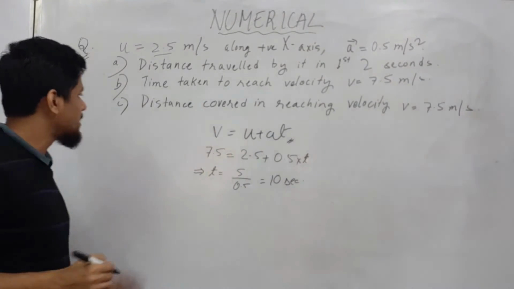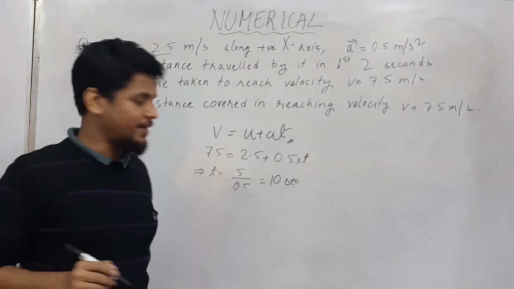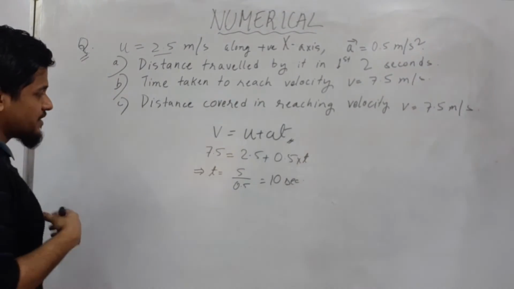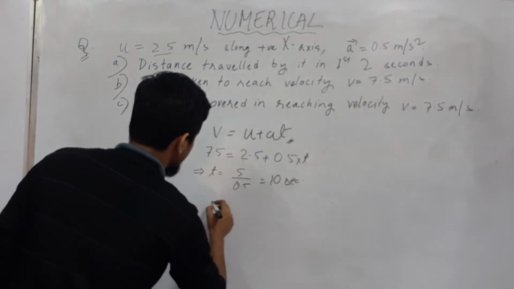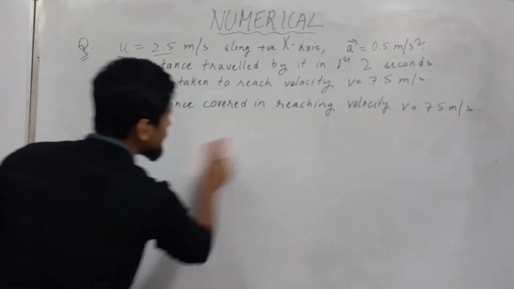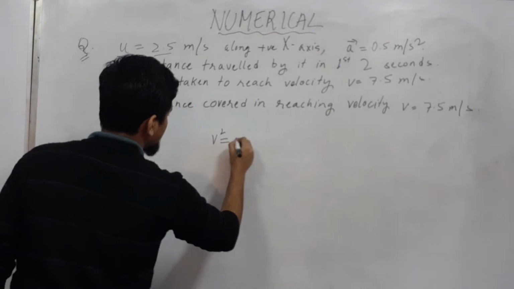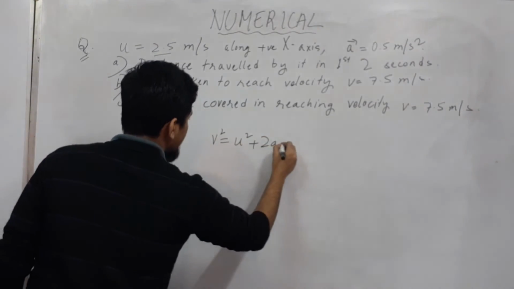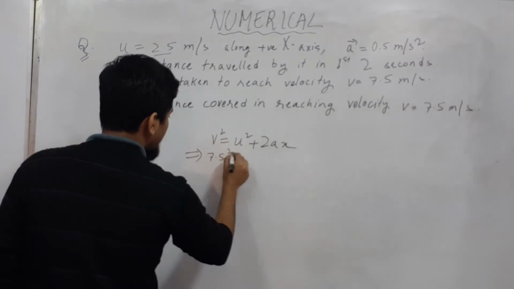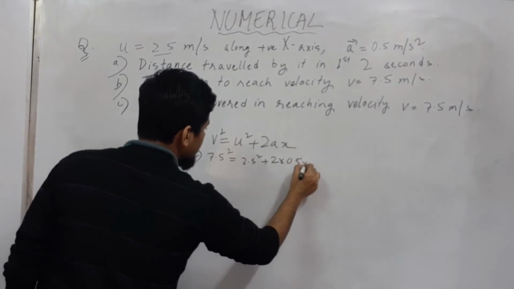This velocity is 7.5. And now we need to find out the distance covered in reaching the velocity 7.5 meter per second. Basically this is also very straightforward. The distance, basically we will use this equation: v square is equal to u square plus twice ax. So here v square is nothing but 7.5 square, u is 2.5 square plus 2 into 0.5 into x.